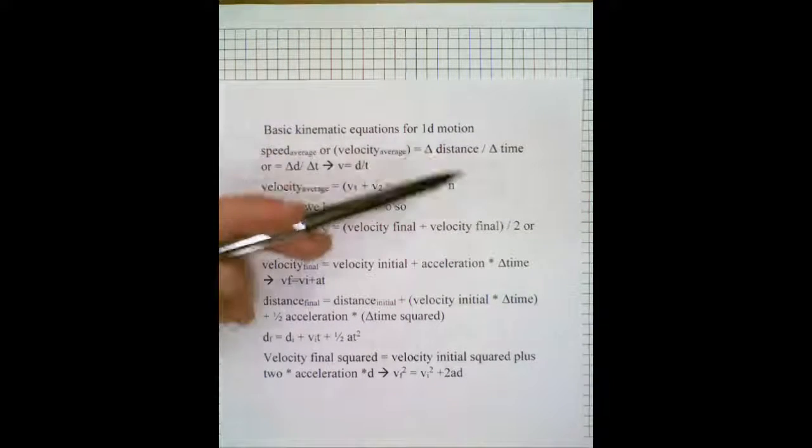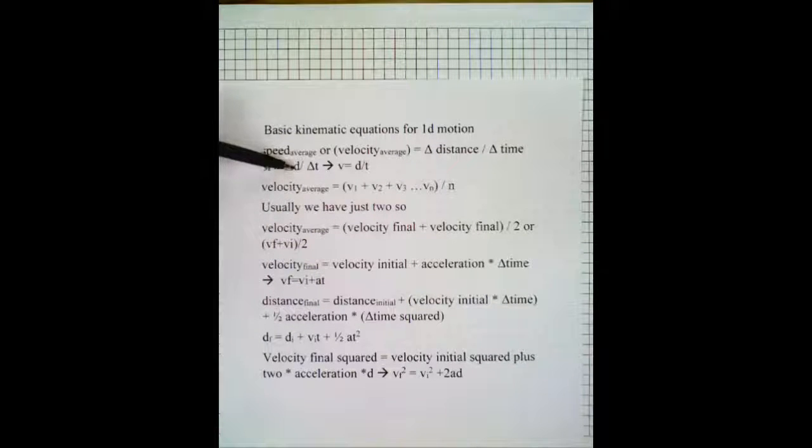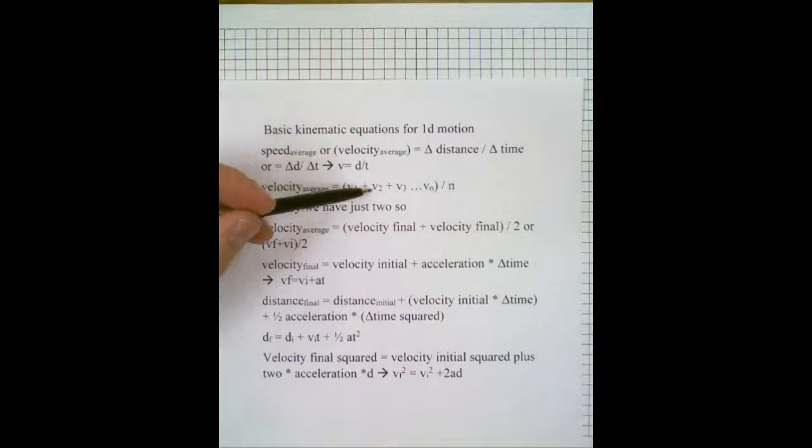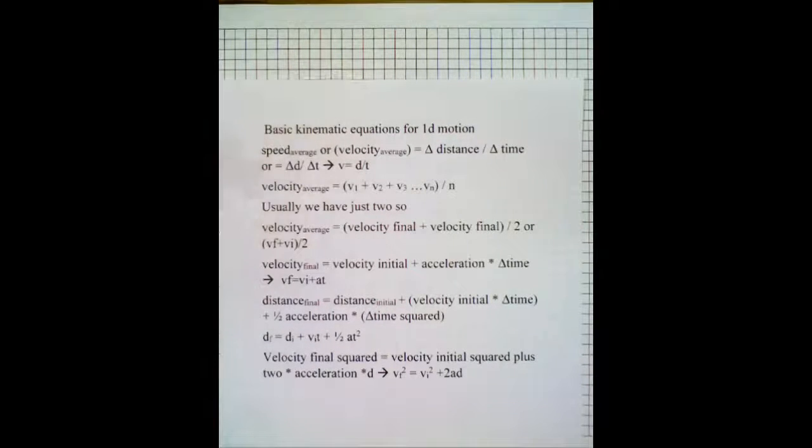You've got speed average, or velocity average in this case, because we're in one dimension, therefore there is no direction. It's just the one direction, either plus or minus. So we can call it either one: change in distance over change in time, or delta d over delta t. Velocity average is the first velocity, second velocity, third velocity, all the way out to whatever number, divided by the number. Usually you have two, so it just turns out to be velocity final plus velocity initial, divided by 2, or if you like formulas, there you go.